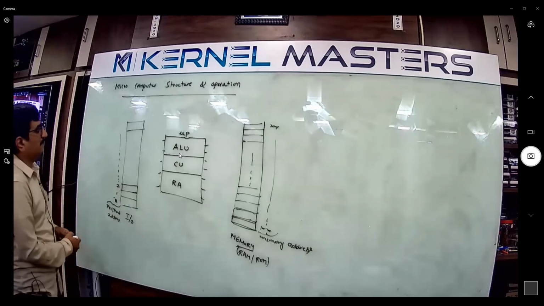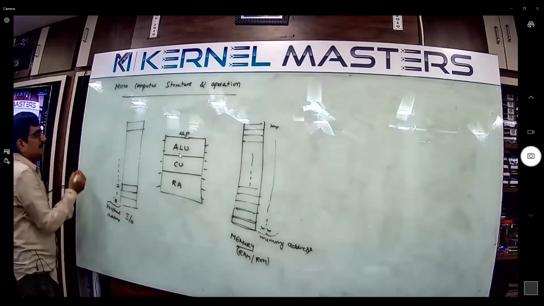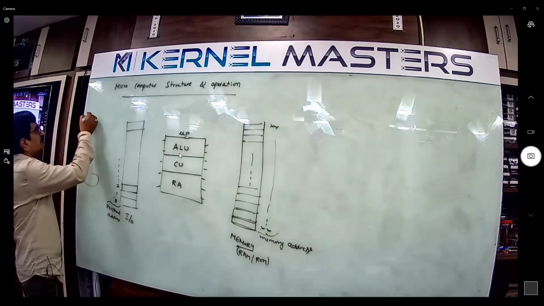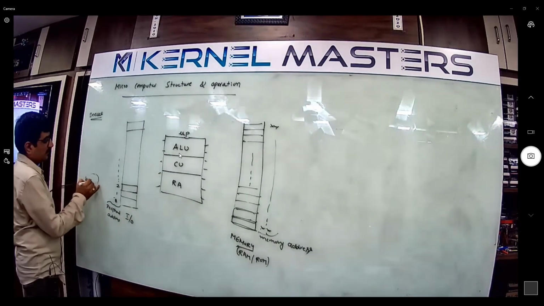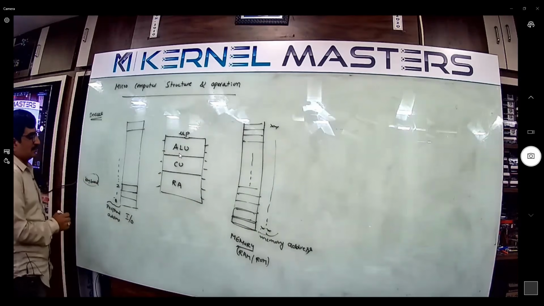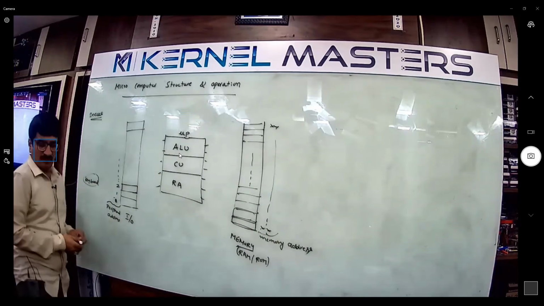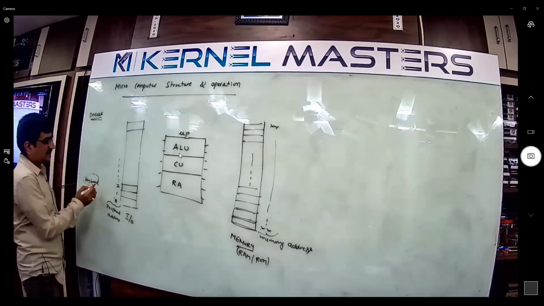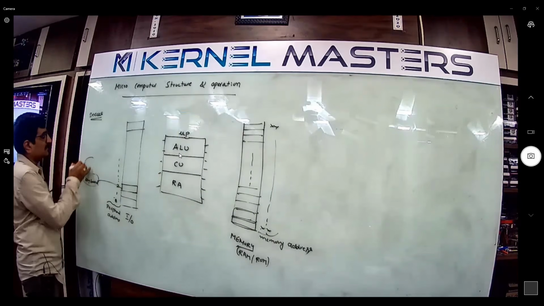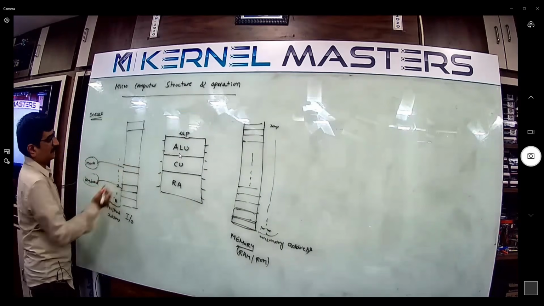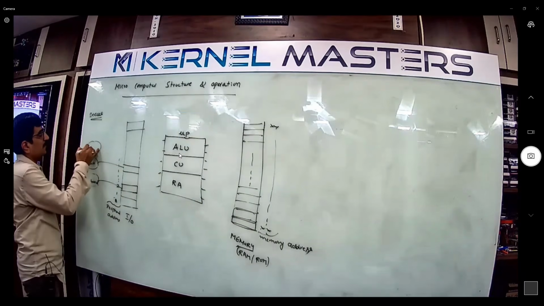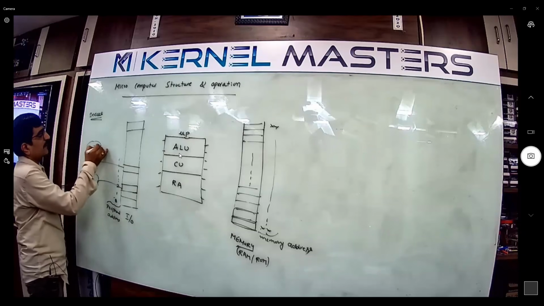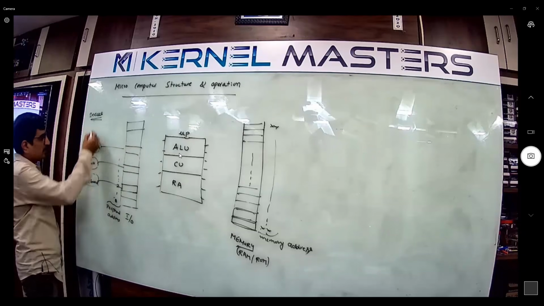Take devices, for example. A keyboard is a device that has some address. A mouse is a device that has some address. A printer is a device. A monitor is a device. Audio is a device.